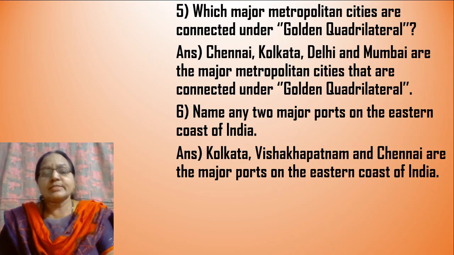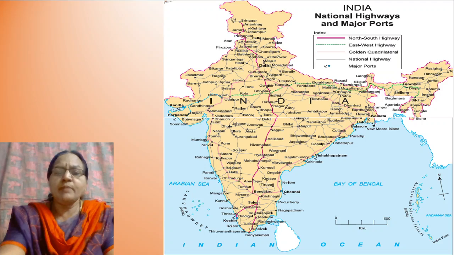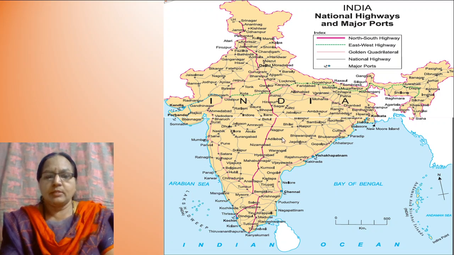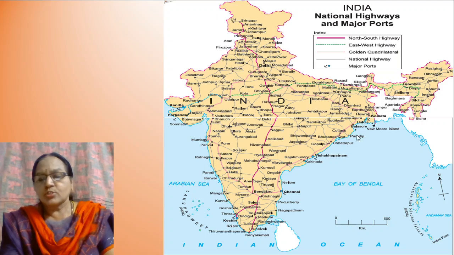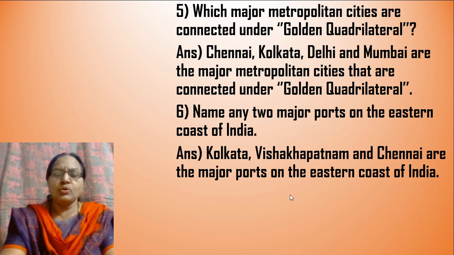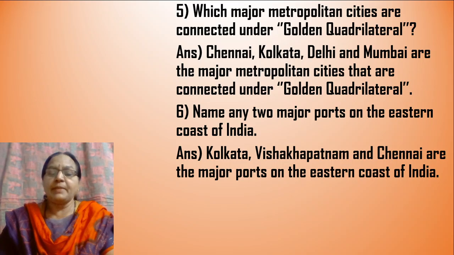Then the sixth one, name any two major ports on the eastern coast of India. So just see the index, in the index you'll find ports. Then see how ports are marked. So on the eastern side we have Kolkata, Vishakhapatnam. Then we have Chennai. So the major ports on the eastern part of India: Kolkata, Vishakhapatnam, Chennai are the major ports on the eastern coast of India.